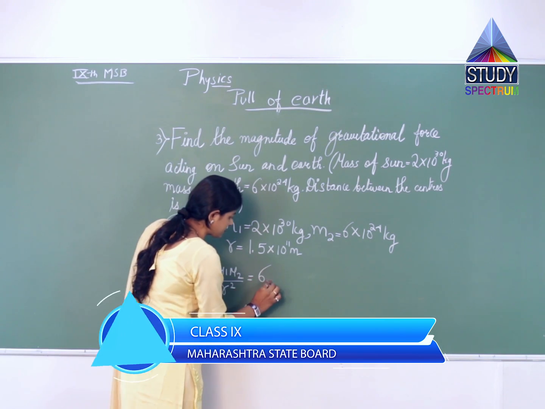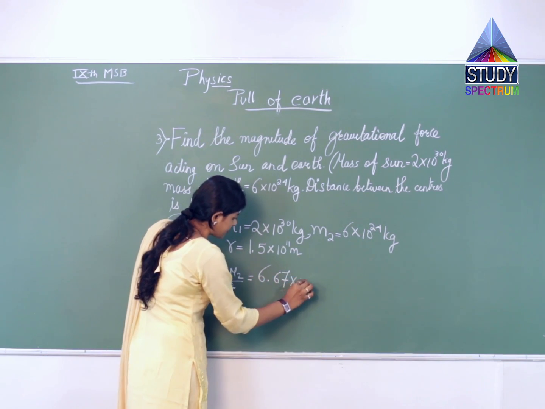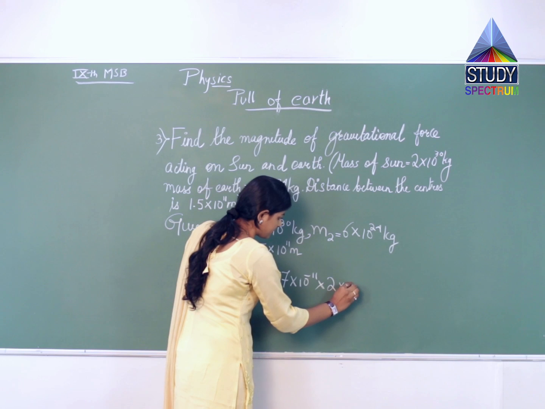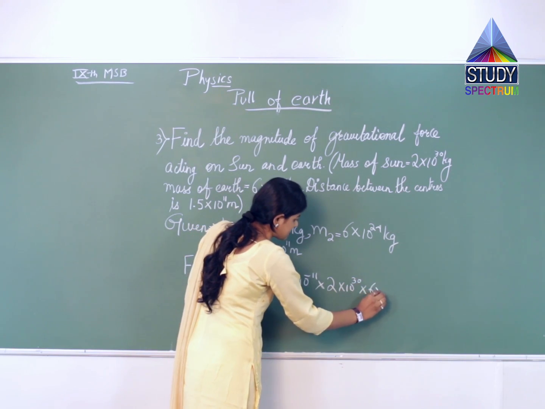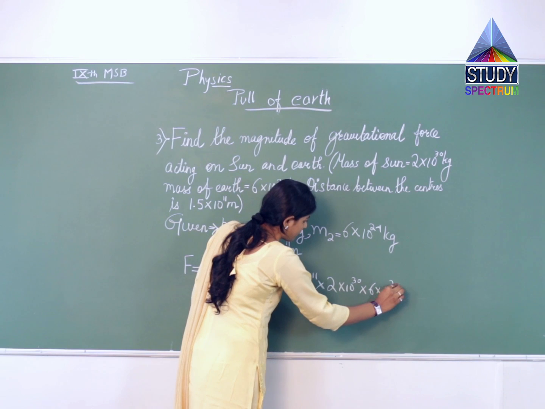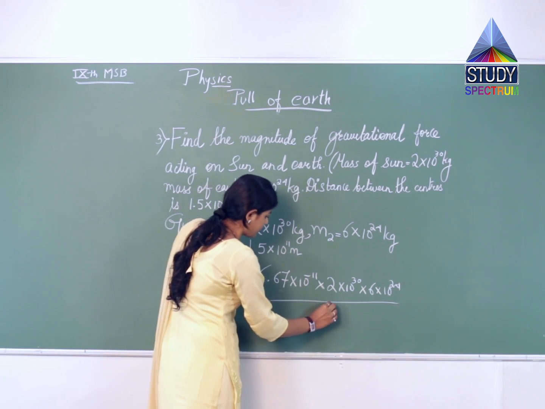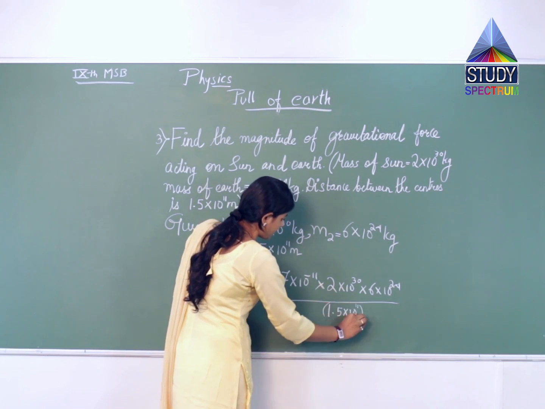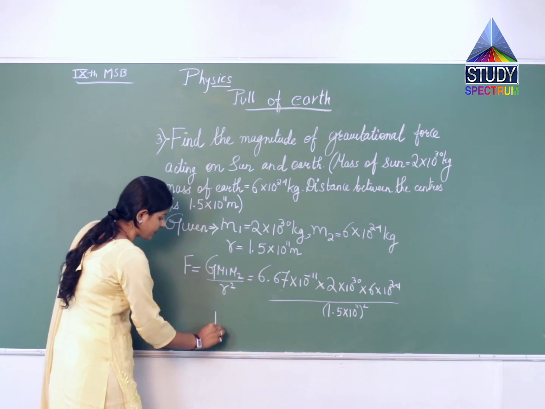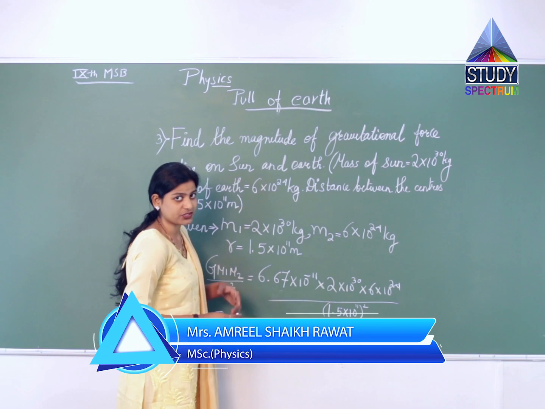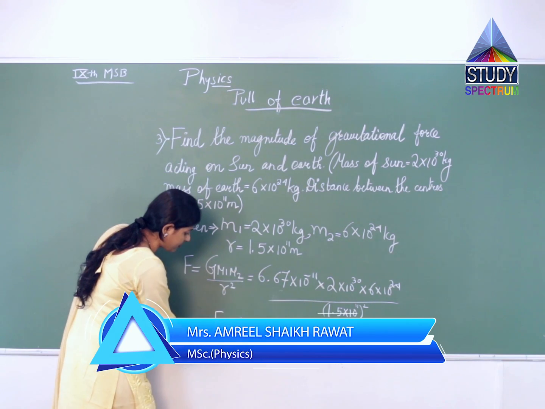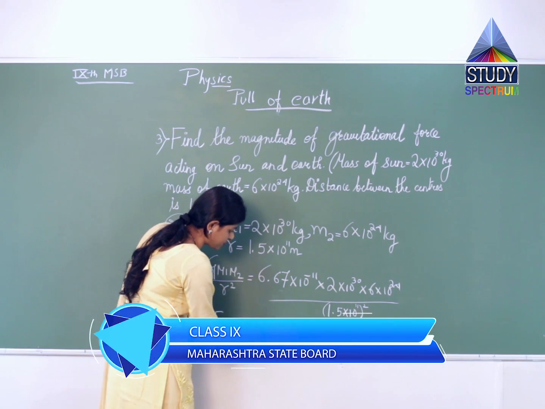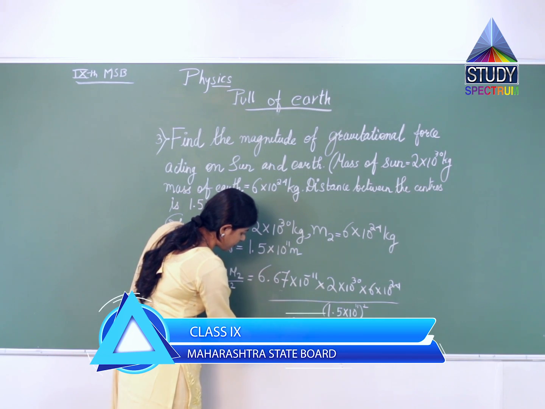Here G is 6.67 into 10 raised to minus 11. m1 is 2 into 10 raised to 30 kgs. m2 is 6 into 10 raised to 24 kgs. r is 1.5 into 10 raised to 11 the whole square. So after the multiplications and division, we get the answer 3.558 into 10 raised to 22 Newton.